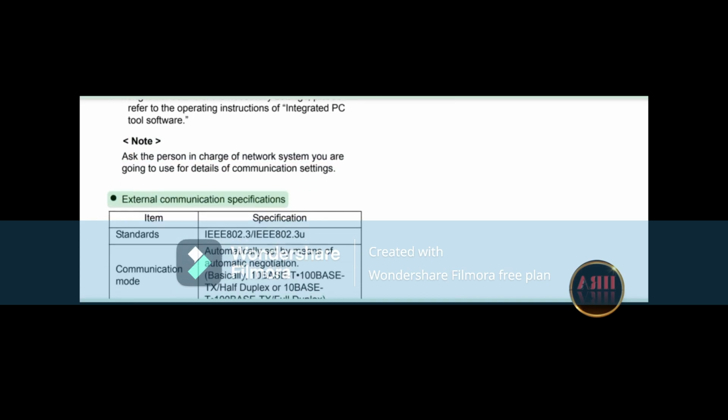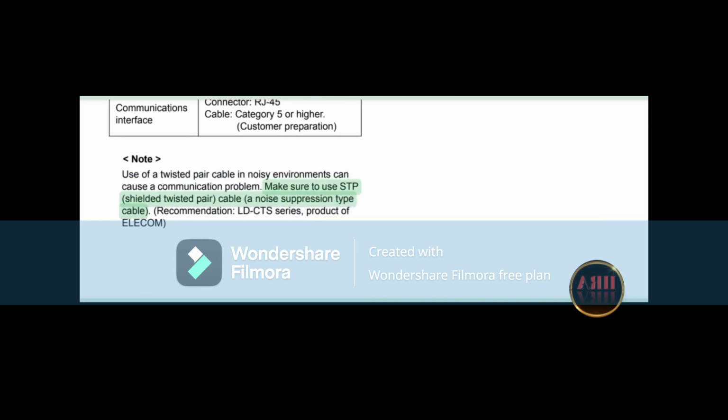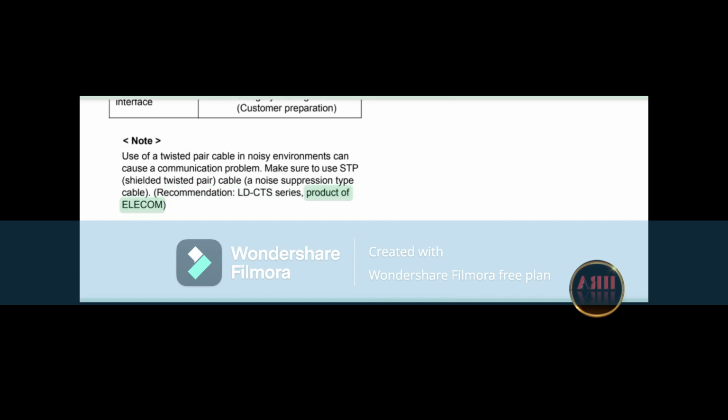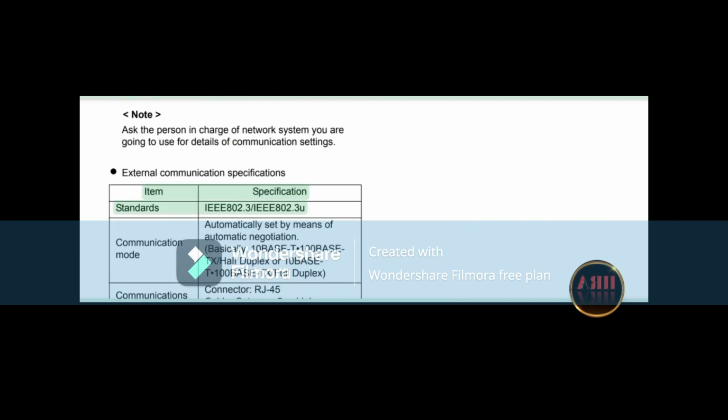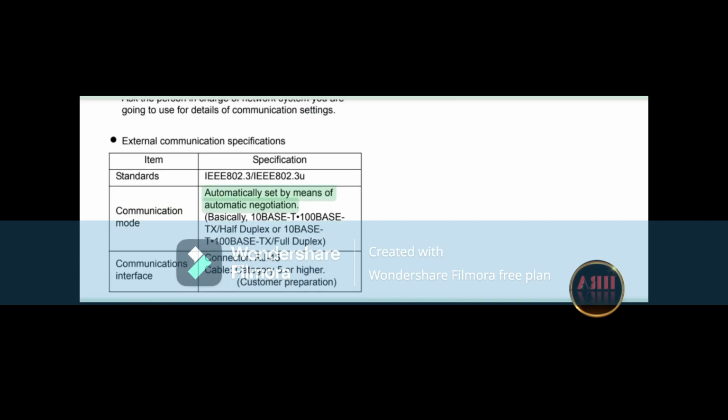External communication specifications. Note: use of a twisted pair cable in noisy environments can cause a communication problem. Make sure to use STP, shielded twisted pair, cable, a noise suppression type cable. Recommendation: LDCTS series, product of ELECOM. Item specification standards: IEEE 802.3, IEEE 802.3u. Communication mode: automatically set by means of automatic negotiation.